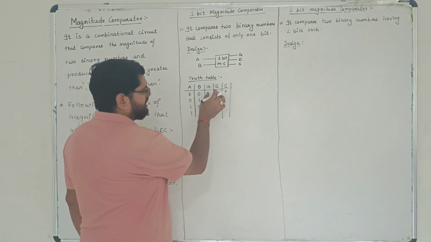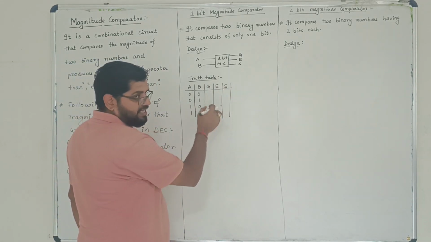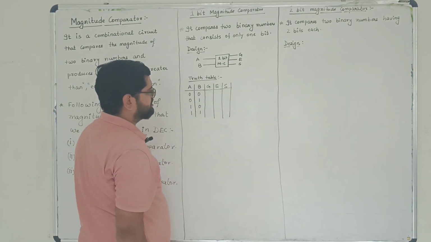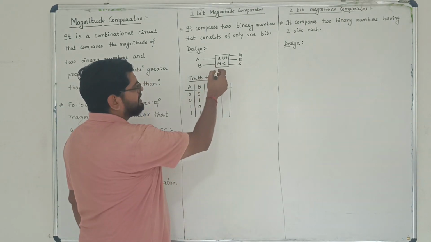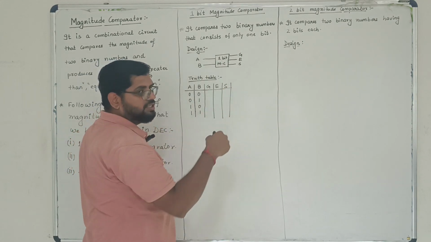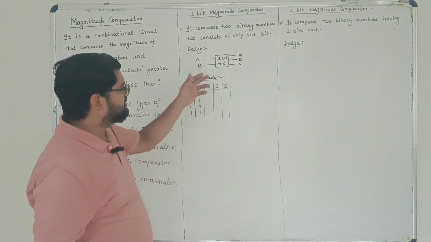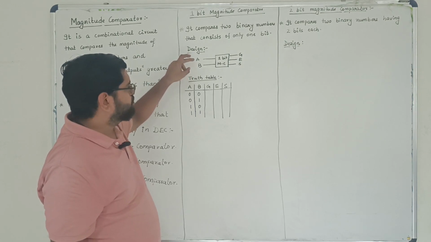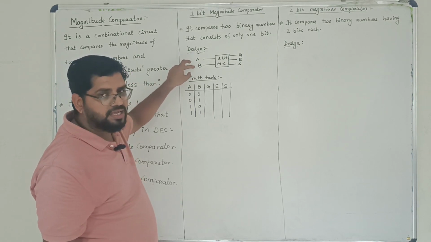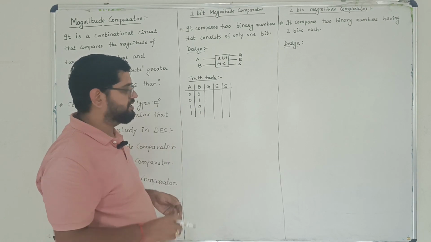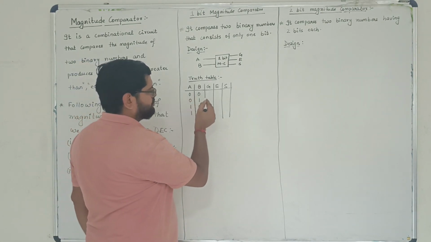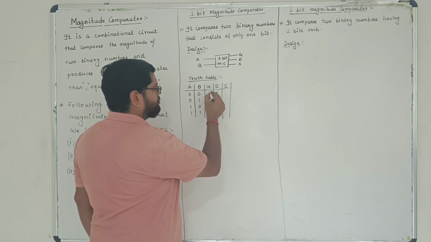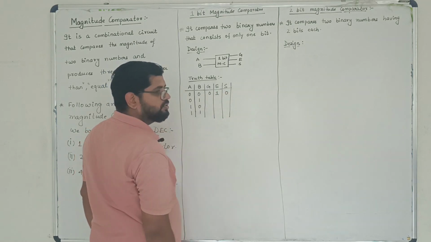Now, I have said that whenever we have to fill the output of the truth table of any combinational circuit, we have to take the help of the definition or explanation of the device. So what is the definition of the device? It compares both the binary numbers. So comparison is to be done on A and B. I'll go on comparing it. So 0 compared with 0. Definitely both are equal, so we'll have 1 at equal and both G and S will be 0.